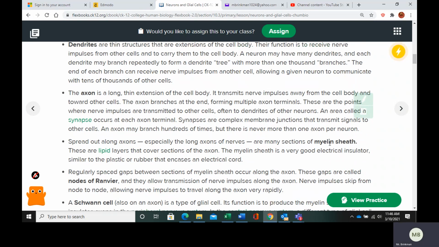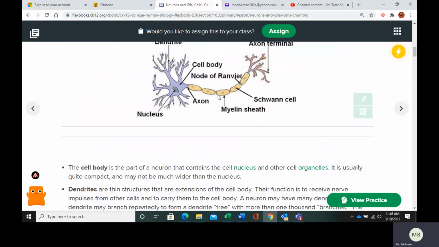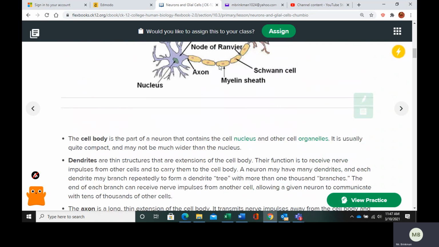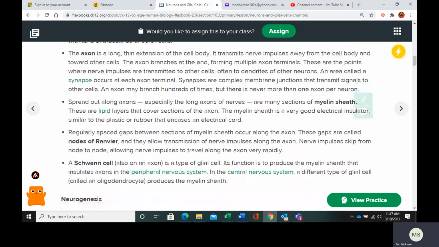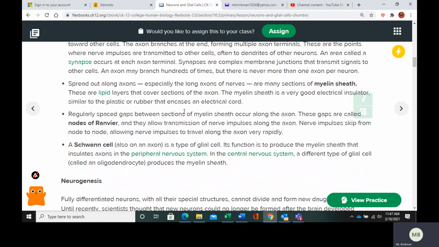Next is the myelin sheath. So a myelin sheath is this thing. It's actually the outer part, because the inner part is the Schwann cell, which we'll get to in just a little bit. The myelin sheath is made of lipids, and it covers sections of the axon. It's kind of like how you have plastic or rubber around an electrical cord to insulate it.